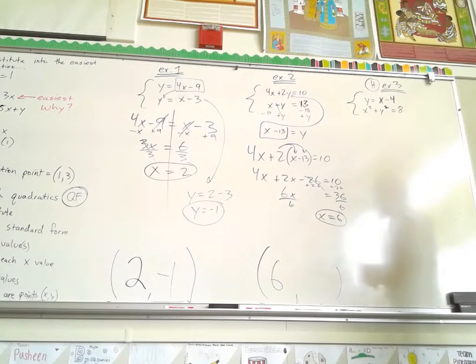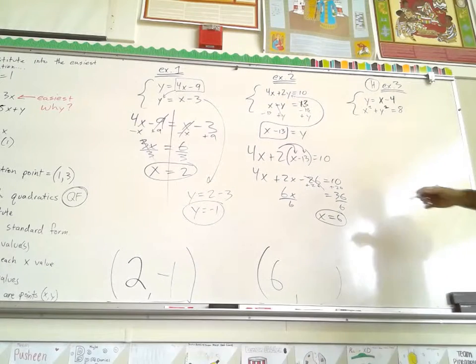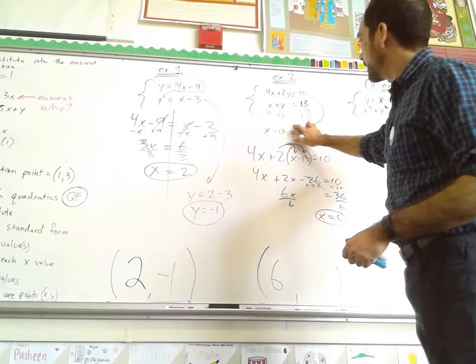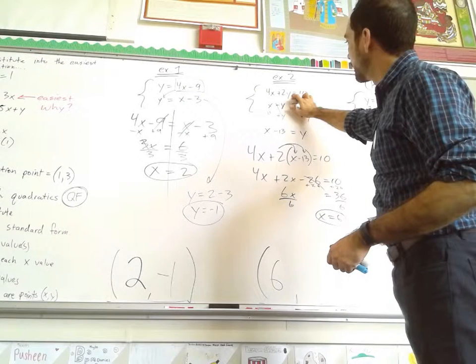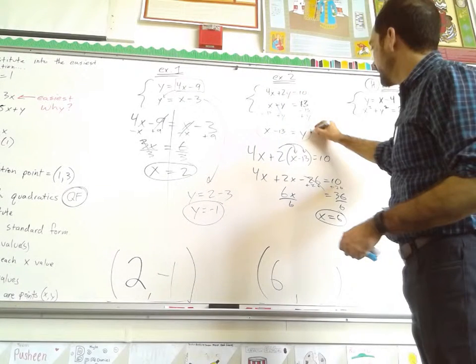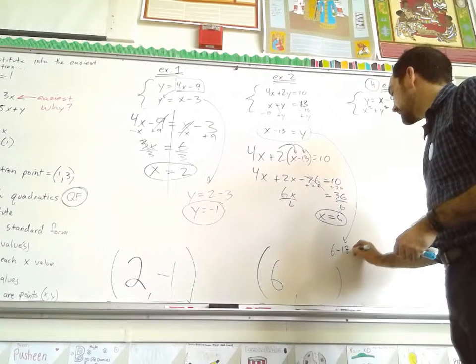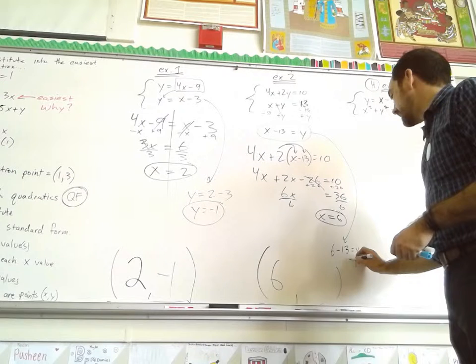Okay, so it looks like the easiest route for this is you take this one, let's bring it down and plug in 6 for x. 6 minus 13 is equal to y. Y is equal to negative 7. Negative 7. Done.